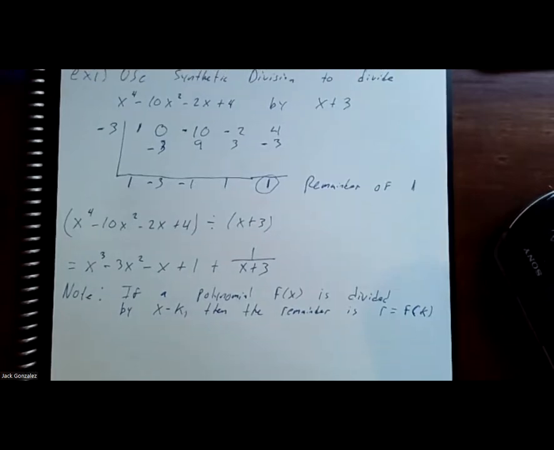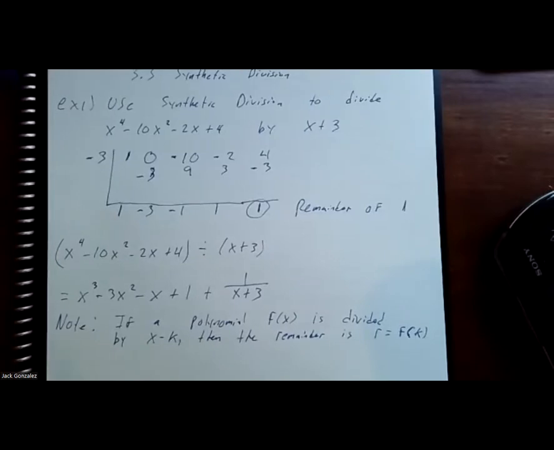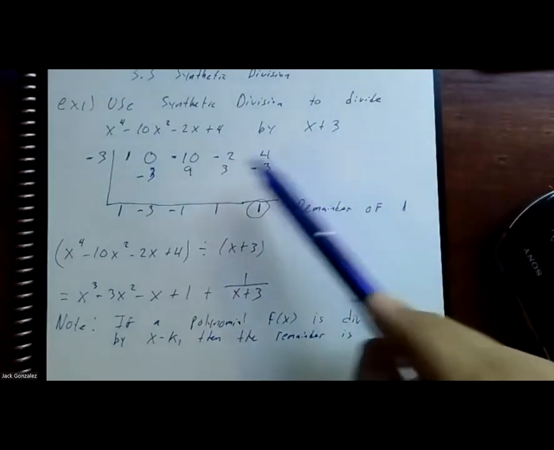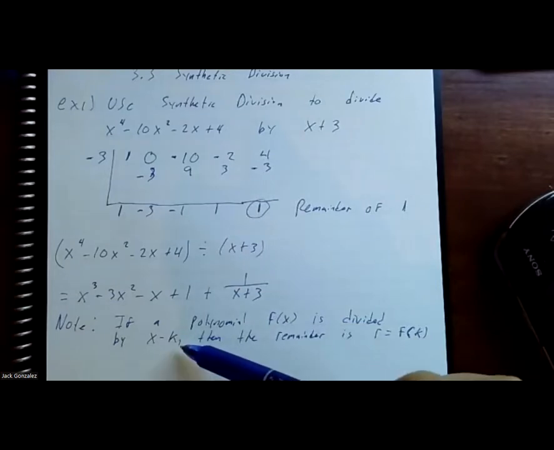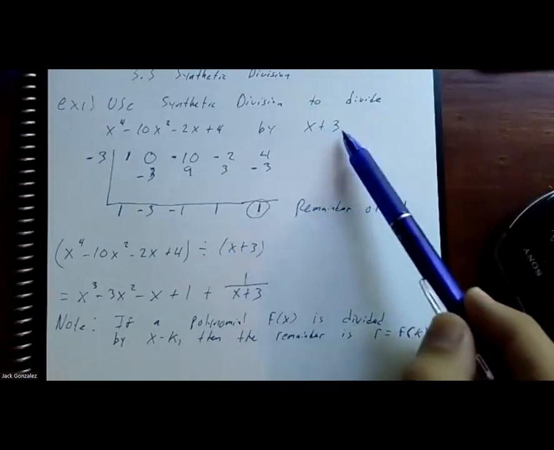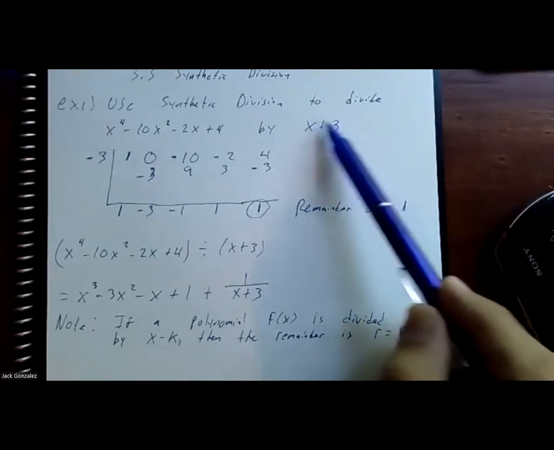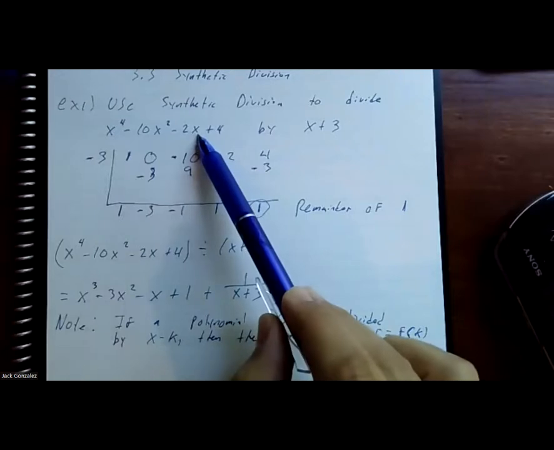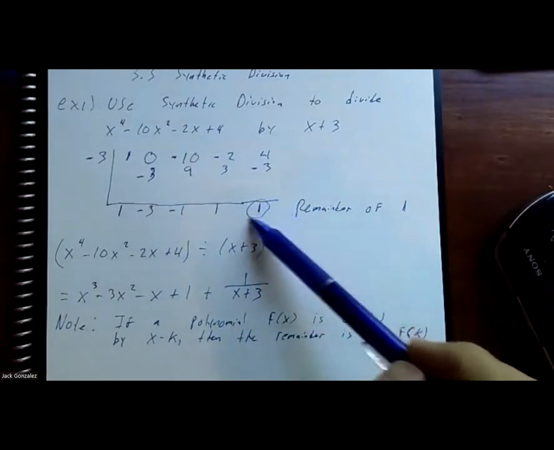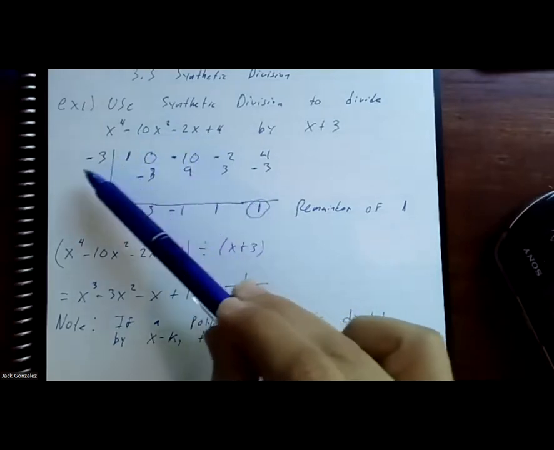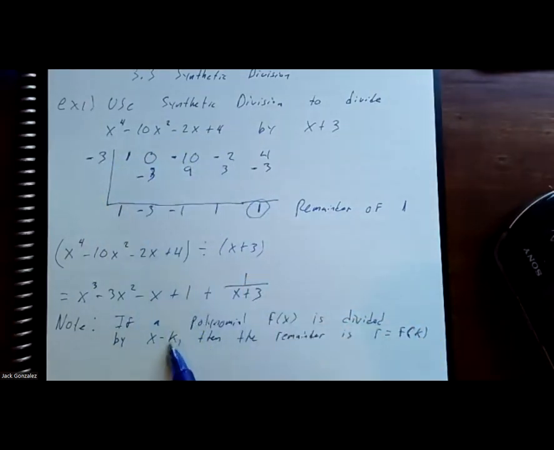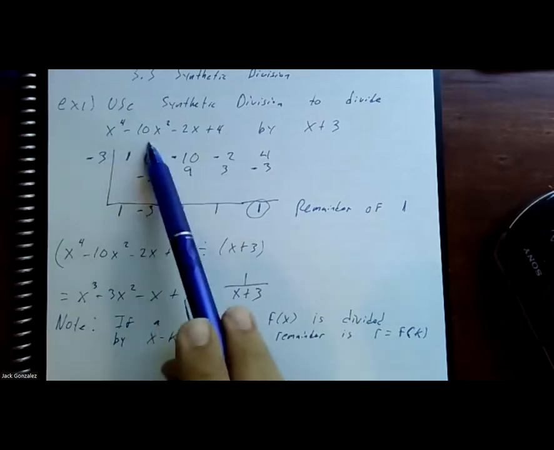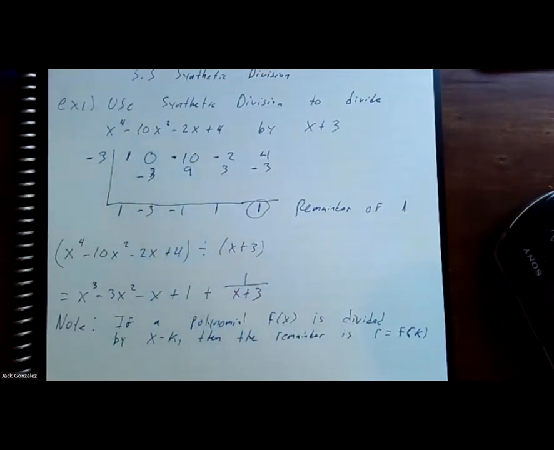Now, in plain English, what this means is if I plug in -3, if I plug in the opposite of this value here, so see how we were dividing by x plus 3, right? So if I plug in -3 into this function for every x, you will get a 1. So this 1 is the same as inputting this value. That's what this is saying. So instead of plugging it in, I can just do this divisor thing. So this is called the remainder theorem here.